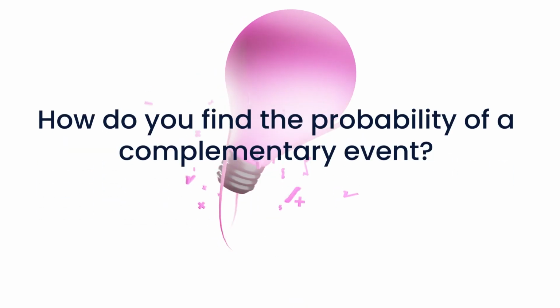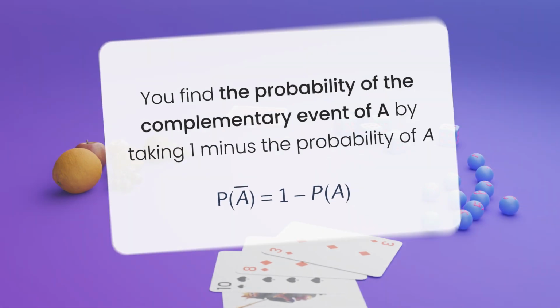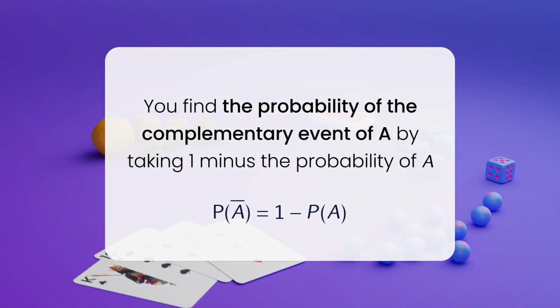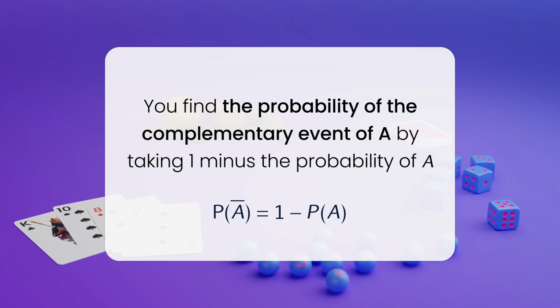How do you find the probability of a complementary event? You find the probability of the complementary event of A by taking 1 minus the probability of A. Let's look closer at how this works.